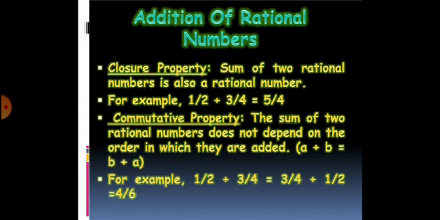Next comes commutative property. The sum of two rational numbers does not depend on the order in which they are added. That is, if a and b are two rational numbers, then a plus b is equal to b plus a. For example, if you add 1 by 2 plus 3 by 4, the answer will be 5 by 4. And if you add 3 by 4 plus 1 by 2, then also the answer will be 5 by 4.